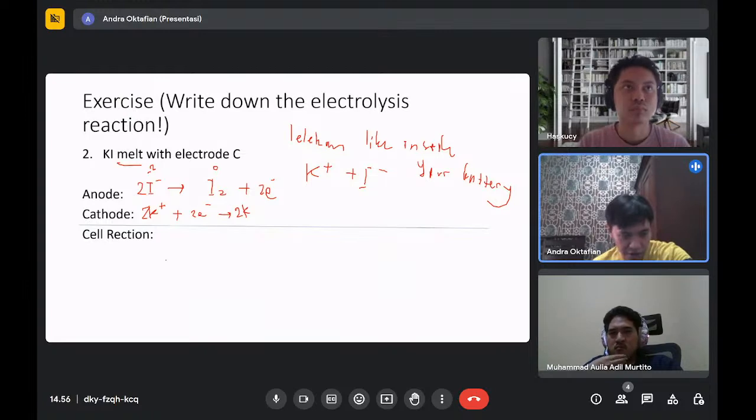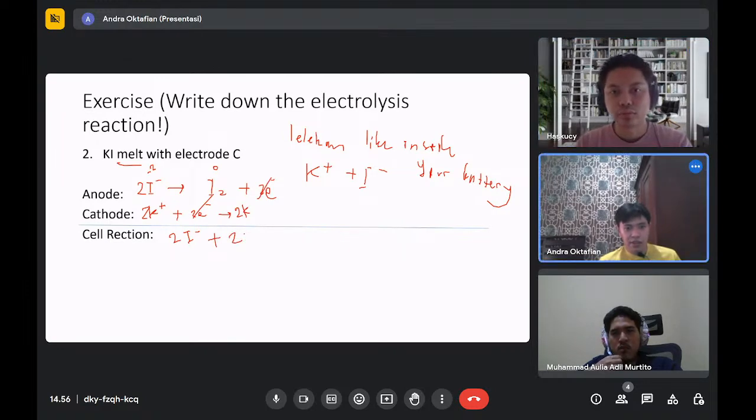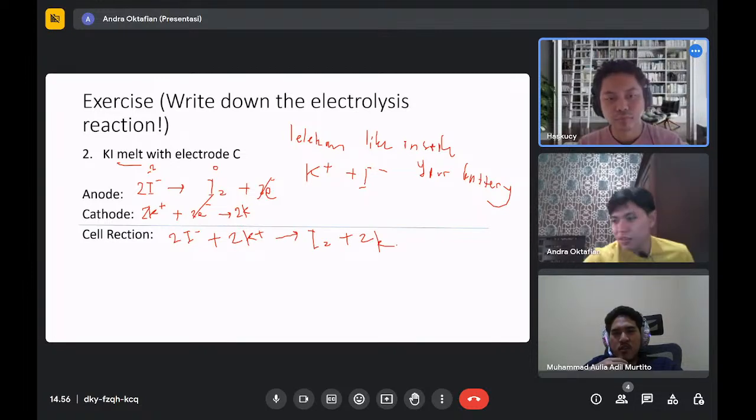Hence, we may arrange that the total cell reaction is 2I minus plus 2K plus equals I2 plus 2K. Yeah, that's right. It's already true.